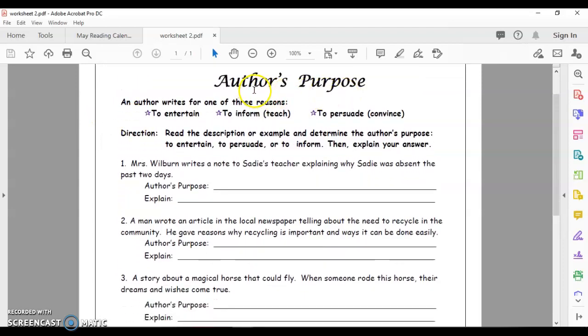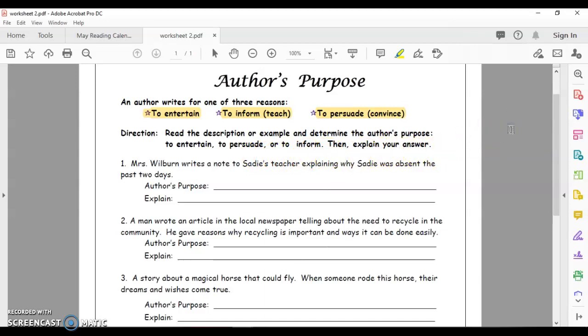Remember, what is an author's purpose? An author writes for one of three reasons: to entertain, to inform, teach, or to persuade, to convince you to do something. So for today's assignment, read the description or example and determine the author's purpose: to entertain, to persuade, or to inform, and then explain your answer.